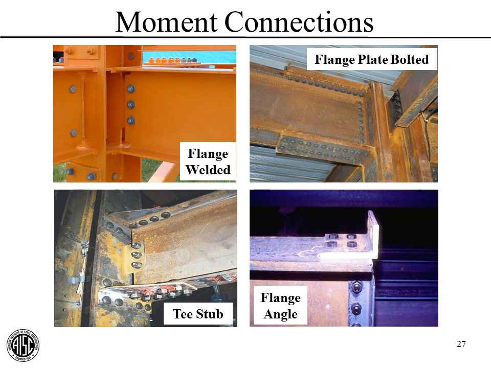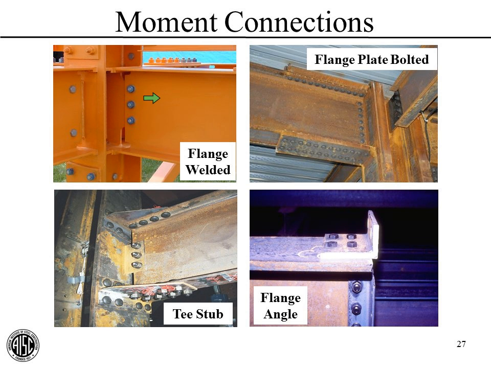Okay, and here you see an example of actually 2 flange welded connections. Here we have a beam that's framing into the flange of the column, and each flange of the beam has a complete joint penetration weld to the column flange, making a moment connection.